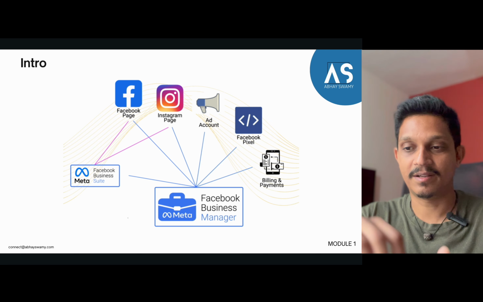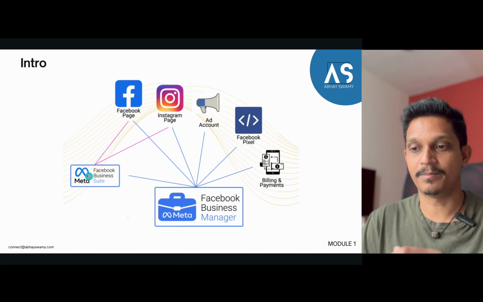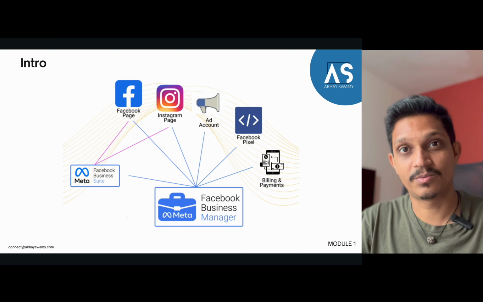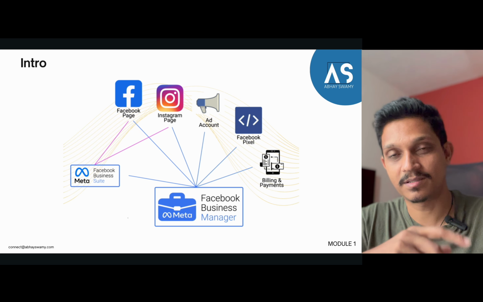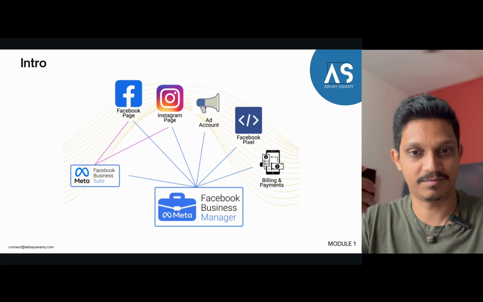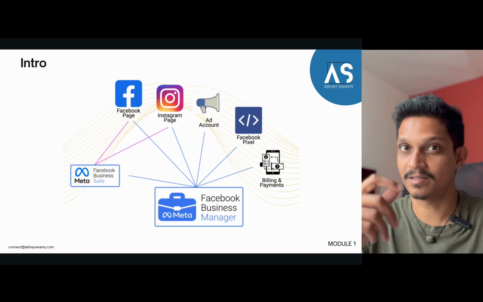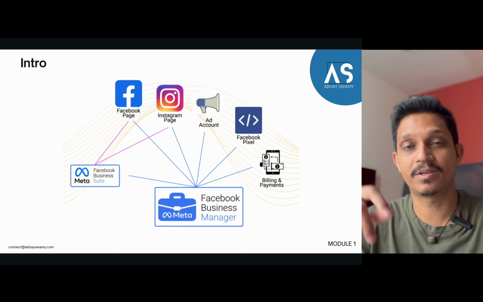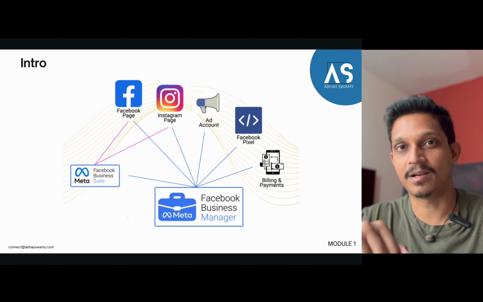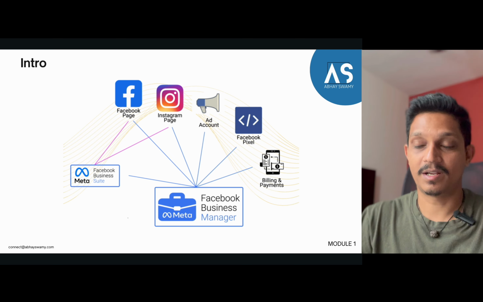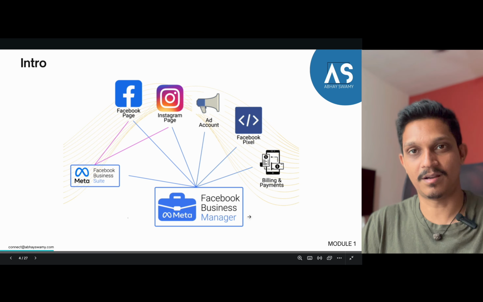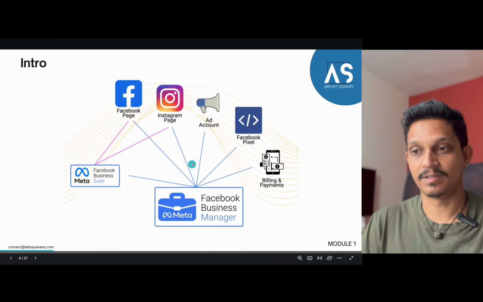And what you see on the left hand side over here, the Meta Suite, is where you get notifications and messages from your customers or your followers on Instagram pages or Facebook pages. That's where you get notified. So Meta Suite is not something that we're going to be covering here in this course. We're going to be covering the major topic of the Facebook Business Manager account. So this is about the intro.